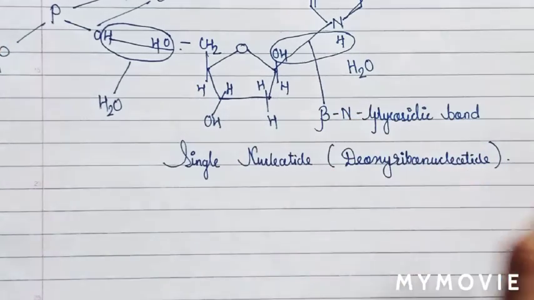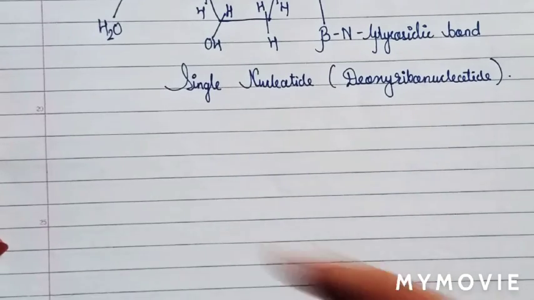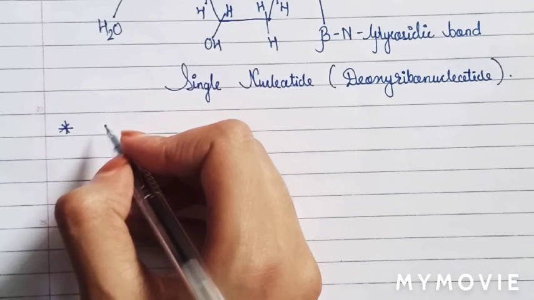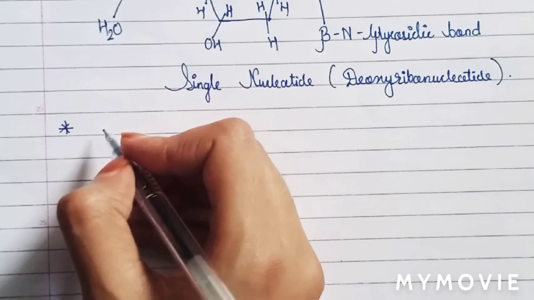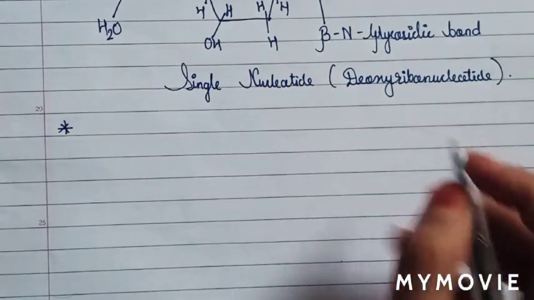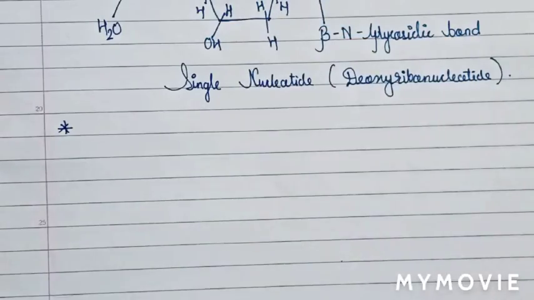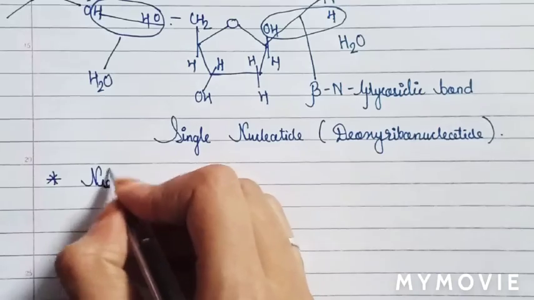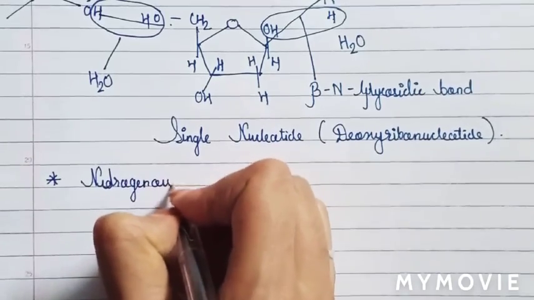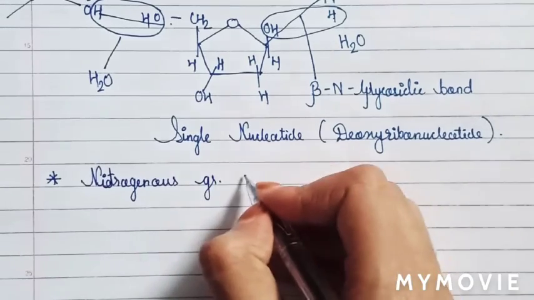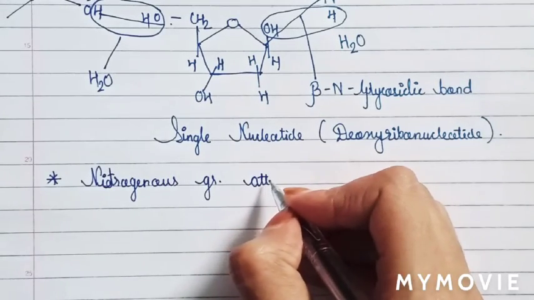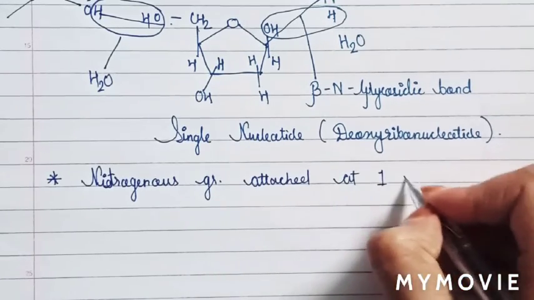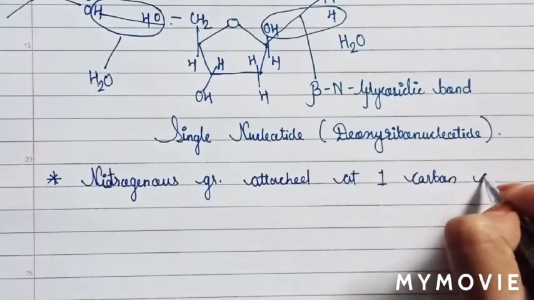The most important thing you have to remember, we will write here: the nitrogenous group is attached or bound to pentose sugar by the first carbon atom. You have seen here, this nitrogen gets attached to the first carbon of the pentose sugar.